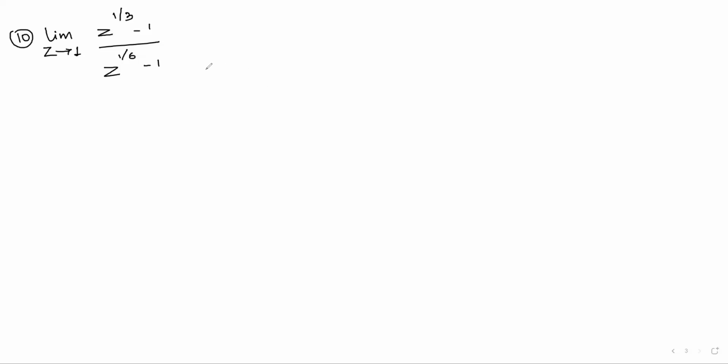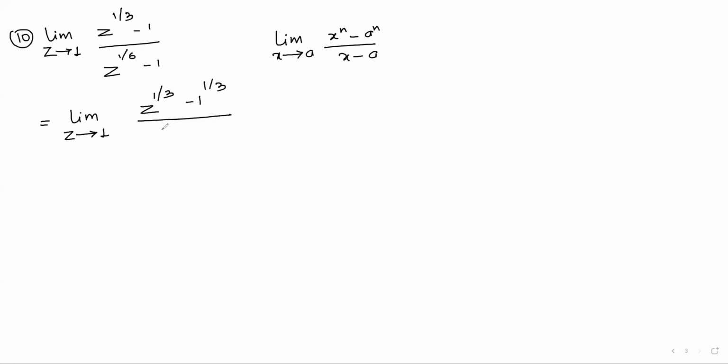Okay. So in this one, we will again use the same formula: limit x tends to a, x to the power n minus a to the power n by x minus a. So if we compare this, Sparsh, what we need in the denominator of this? इसके denominator में क्या चाहिए हमें? So 1 to the power 1 by 3. नहीं, हमें चाहिए z minus 1, है ना?